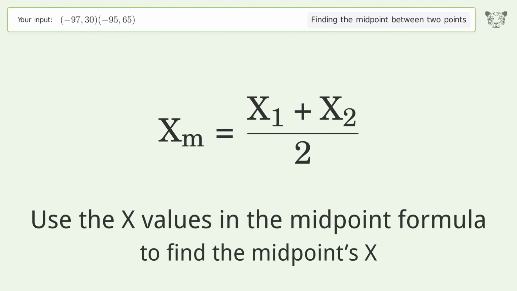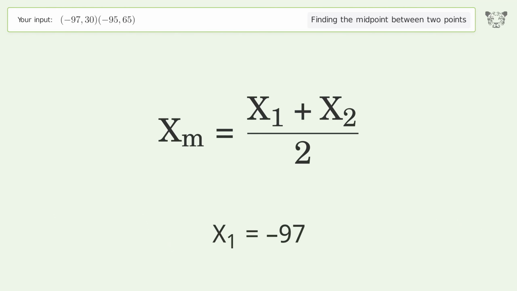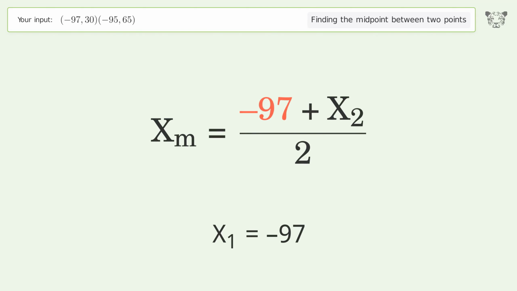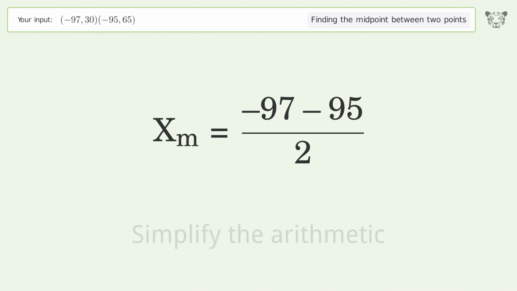Use the x values in the midpoint formula to find the midpoint's x. x1 equals negative 97. x2 equals negative 95. Simplify the arithmetic.